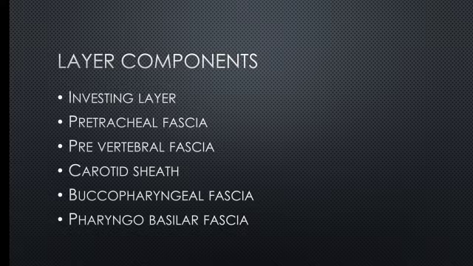But here the deep cervical fascia is composed of six different components. And what are they? Investing layer, pretracheal fascia, prevertebral fascia, carotid sheath, buccopharyngeal fascia, and pharyngobasilar fascia. Okay, fine.